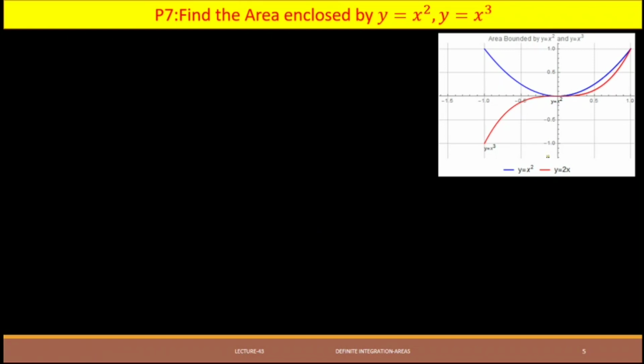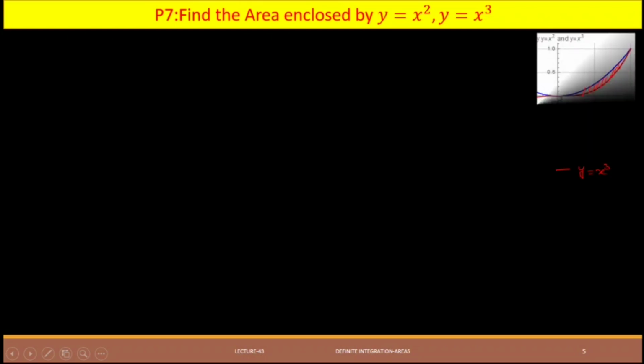So here they have made a mistake. This is y is equal to x cube. Now we have to find out the area enclosed by these two curves, and you can see that in the entire picture this is the only region that is being enclosed by both the curves. Okay, so here I will show you the shaded region.